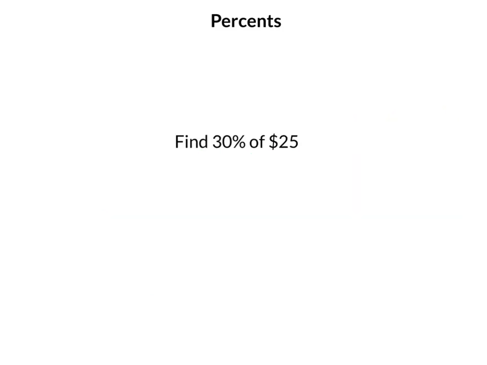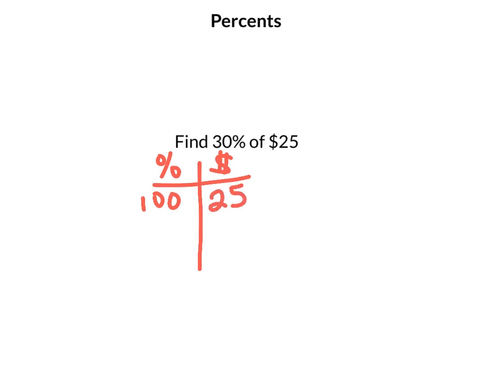Let's try one more problem. So I'm going to start with a ratio table, and I'm going to start with the fact that I know that 100% is equal to 25, and I'm going to find 10%, so that would be 2 5/10.